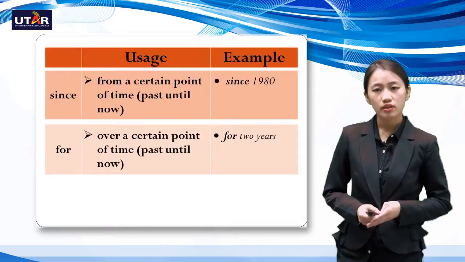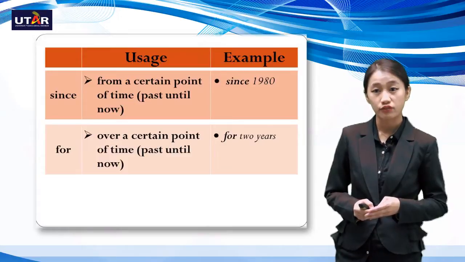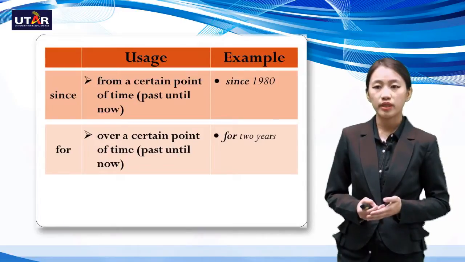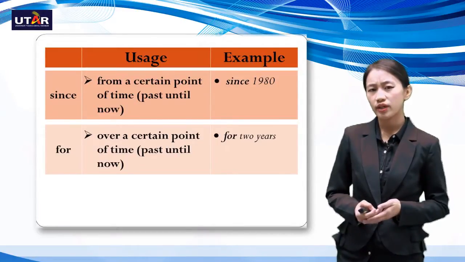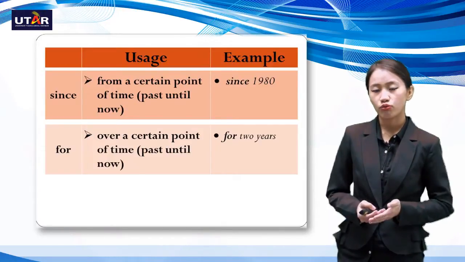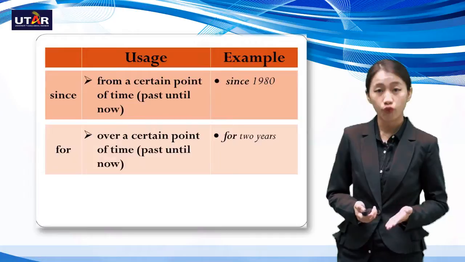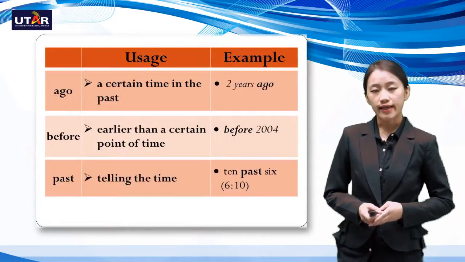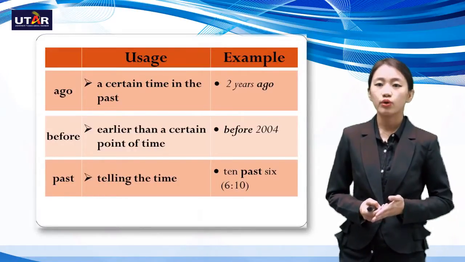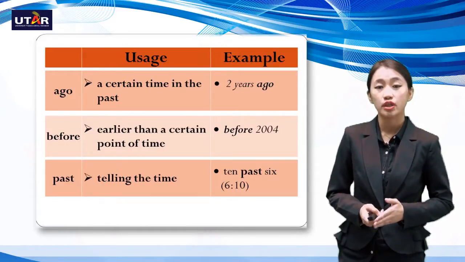Next would be for. When do we use for? The usage would be over a certain period of time, basically past until now. An example would be for 2 years. Another word that I can use here is duration: for how long? So for 5 years, for 5 minutes. These are the usages for for. Next, we have ago, something relating to the past also. For a certain time in the past we use ago. For example, 2 years ago.